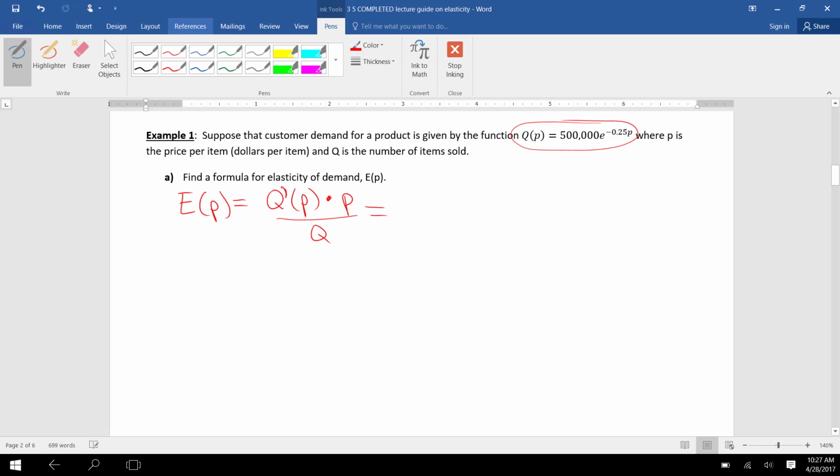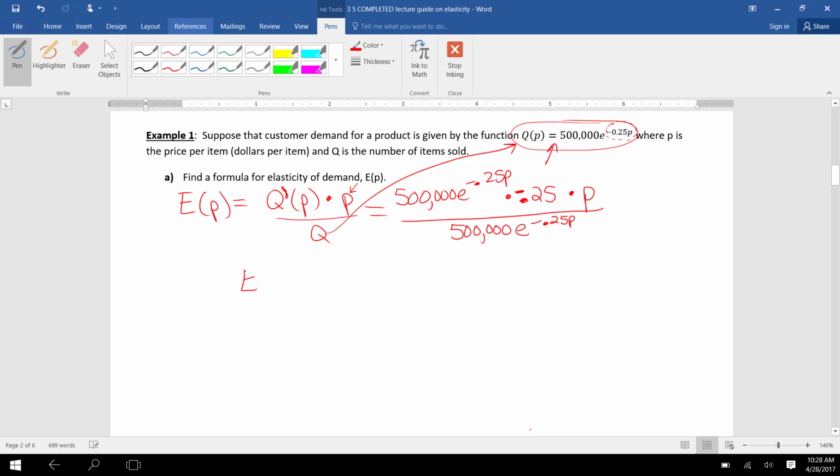First, we need to find Q prime of P. That's the derivative of our demand function. It's an exponential, and it's got a little bit of chain rule going on in that exponent. So its derivative is the original exponential function times derivative of the exponent. There is Q prime of P. Now we have to multiply by P, so times P, and all that is divided by Q. Q is the original Q of P function. So down here in the denominator, I have the original Q of P function.